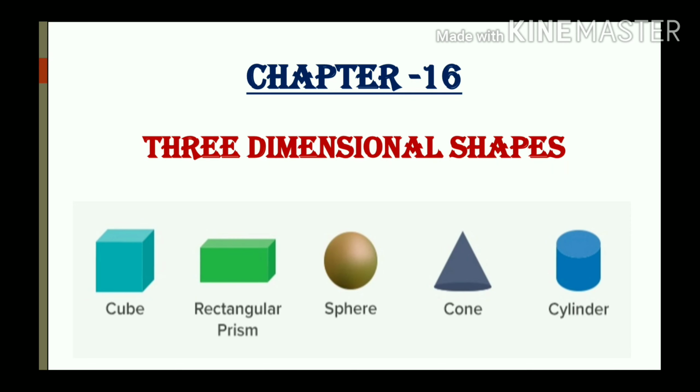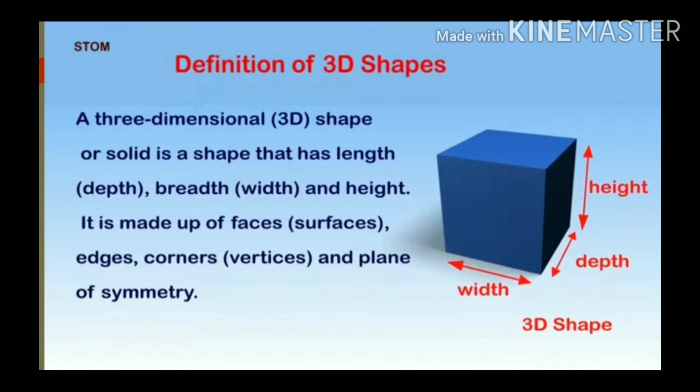Today we are going to discuss the topic three-dimensional shapes, chapter 16. So, students, let's see what is the meaning of three-dimensional shape, which is also known as 3D shapes. A three-dimensional shape or solid is a shape that has length, breadth, and height. It is made up of faces, which are also called surfaces, edges, corners, and planes of symmetry.